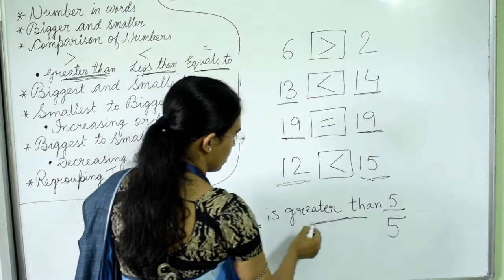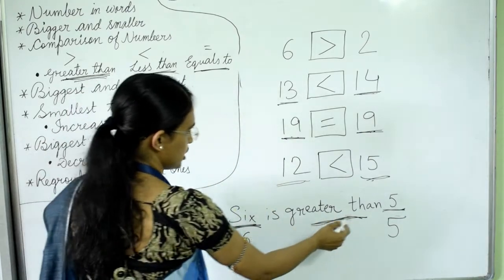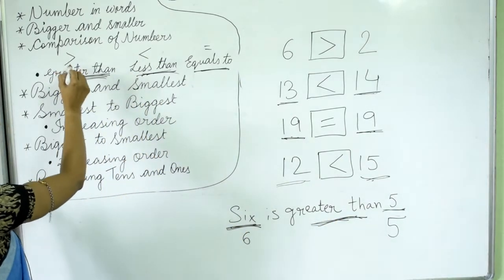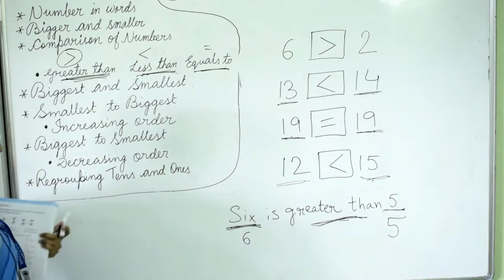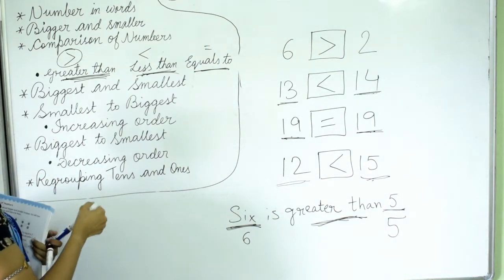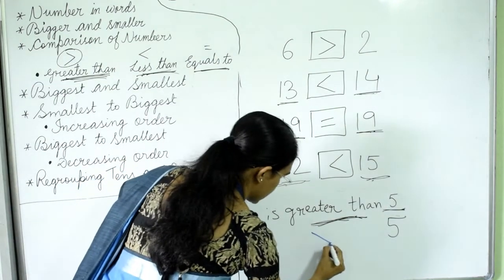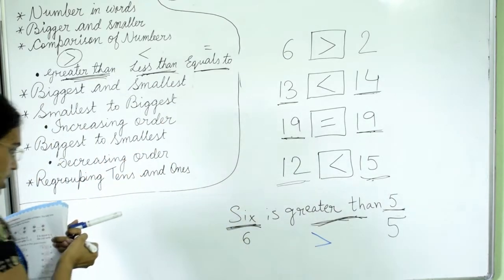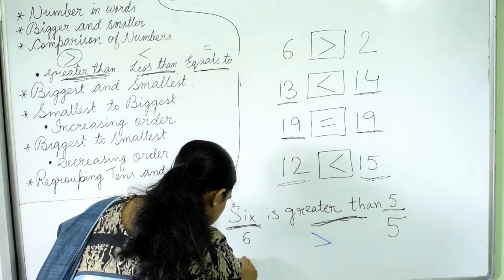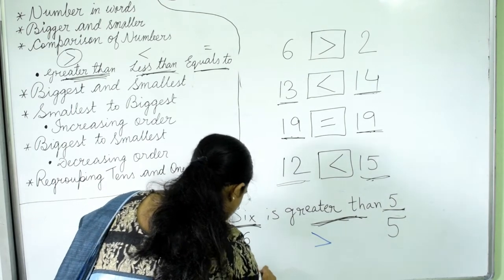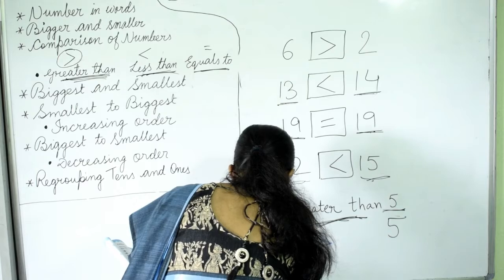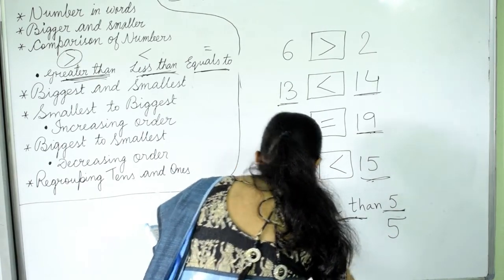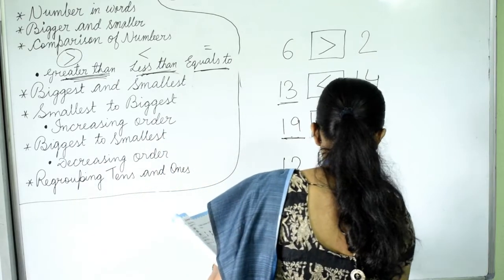Now which sign, which name is written here? Greater than. So what is the sign of greater than? This one. This is the sign of greater than. So we have to put this sign like this. Now the next question, I will give you another example. 4 is less than 8.